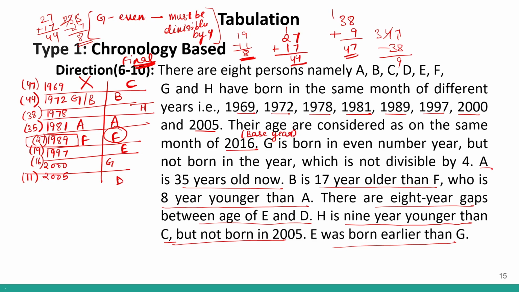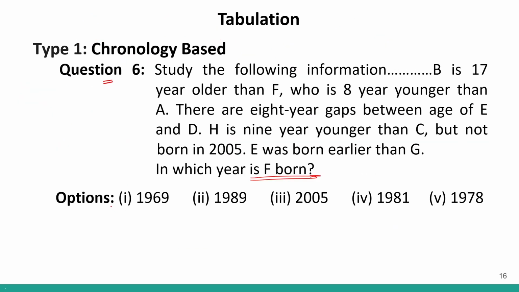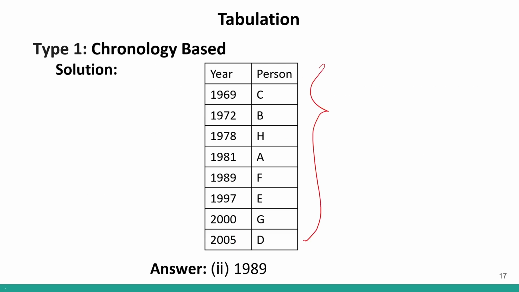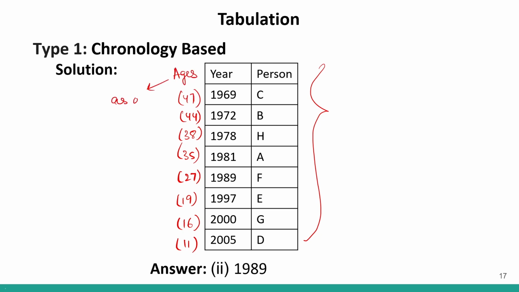Going back to the question, F is born in 1989. Therefore, my answer will be option number 2. Clear? This is the arrangement we arranged: C, B, H, A, F, E, G and D. What is the age? 11, 16, 19, 27, 35, then 38, 44 and 47. These are the ages as on 2016.